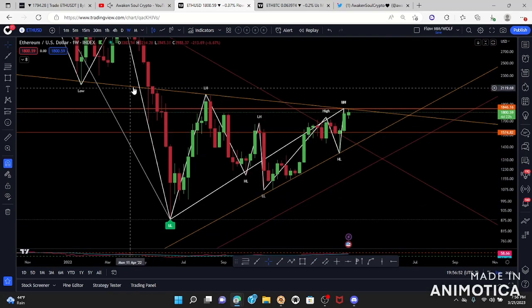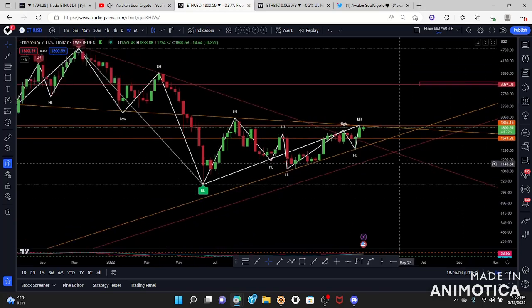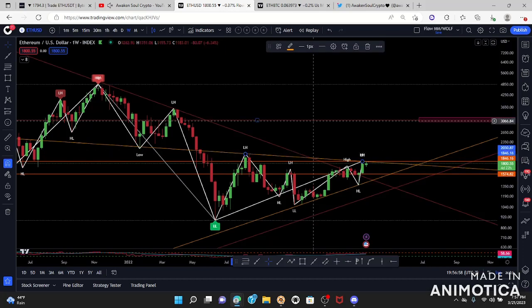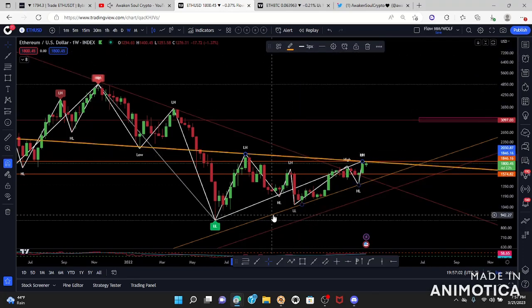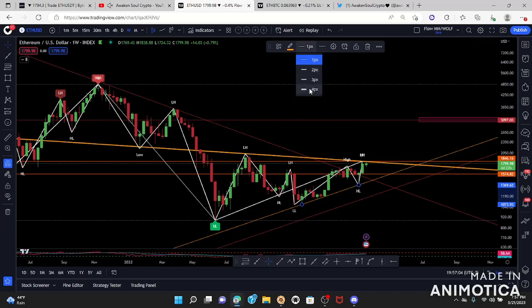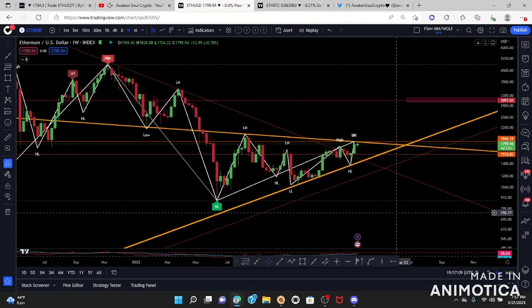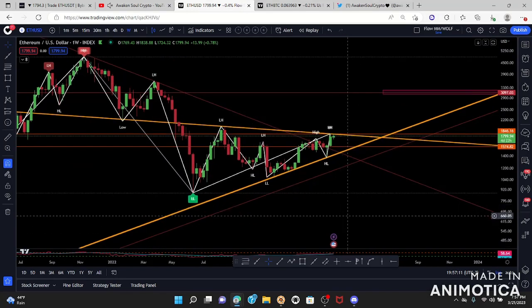We have this nice flag pennant. You see it? It's like a flag here. It's like a bearish flag. Look at that, just off the bat. See, that's why I love to just go with the flow, go with what the charts are telling you right now.